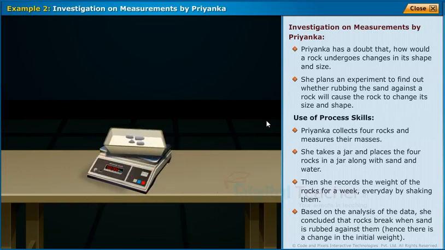Based on the analysis of the data, she concluded that rocks break when sand is rubbed against them. Hence, there is a change in the initial weight.